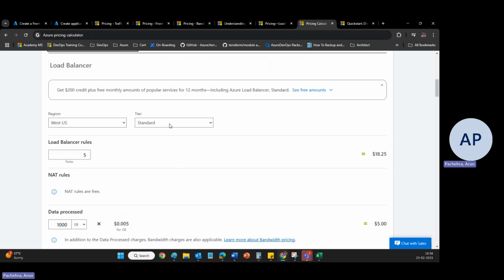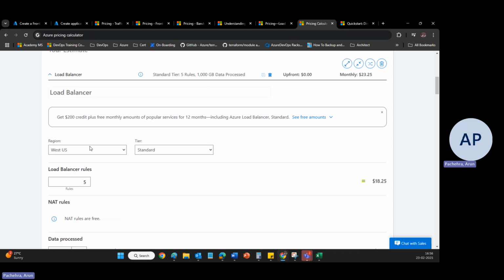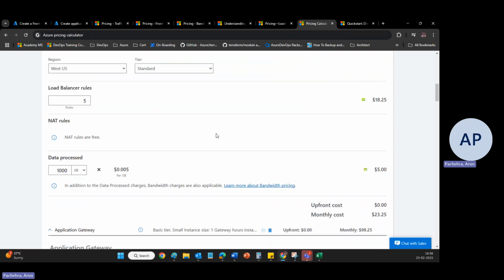Okay, if we choose, there is no other option to choose, right? NAT is free. Bandwidth charges are also applicable. So this is what the outbound is. Okay.